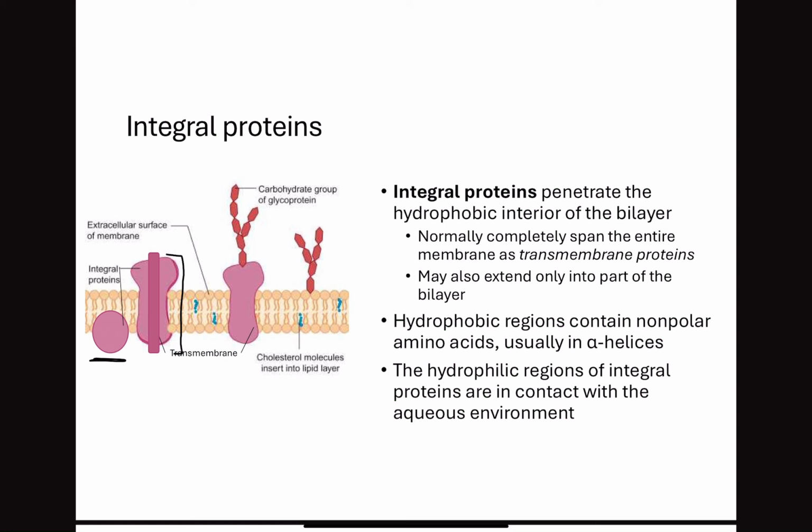So when we're thinking about our integral proteins, because they span the membrane or part of the membrane, they have to have hydrophobic and hydrophilic regions. The hydrophobic regions that are embedded inside of the membrane's interior are going to contain non-polar amino acids that are usually coiled into alpha helices. And the hydrophilic regions of these proteins are going to come in contact with our aqueous environments. We even have some integral proteins that have a hydrophilic channel through their center, which is what we're seeing here, and that's going to allow for the passage of hydrophilic substances.